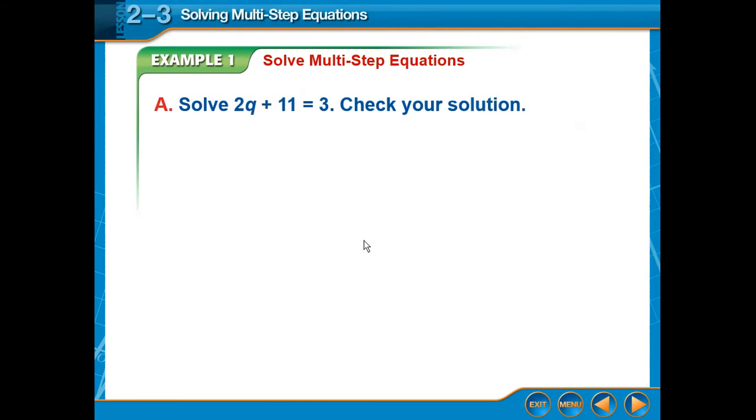Okay. So first thing we want to understand about solving a multi-step equation is how to unwrap something, per se. So if we're looking at this here, what is the order of operations that we would do to q? First thing we would do to q, following order of operations, PEMDAS, is multiply by 2. And then the second thing we would do is add 11. And then by the time we're done, we get 3.